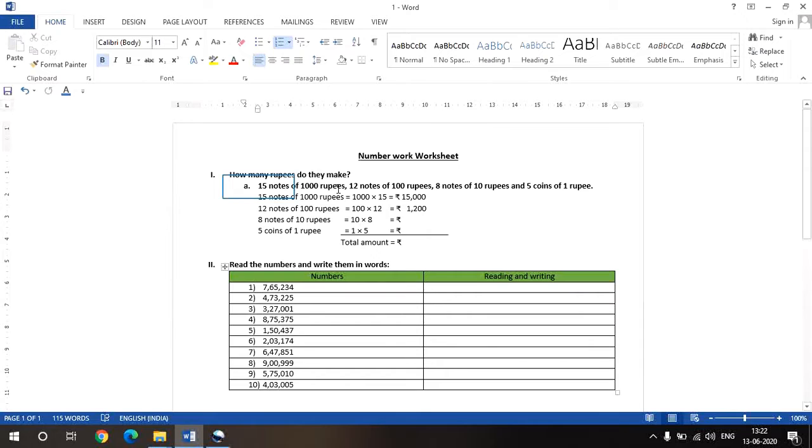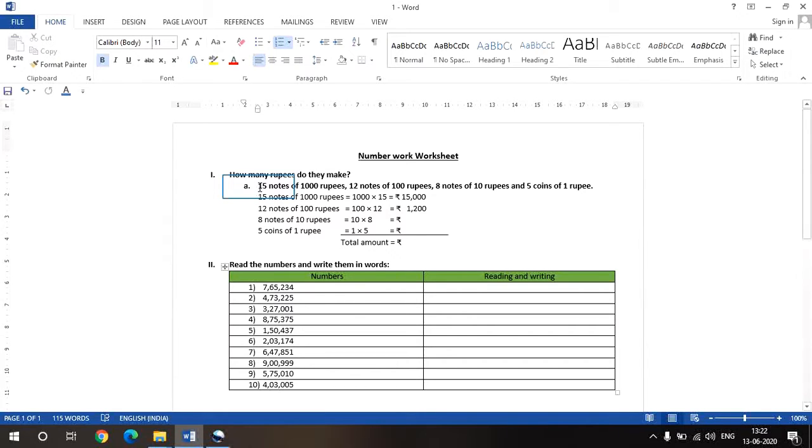15 notes of 1000 rupees, 12 notes of 100 rupees, 8 notes of 10 rupees and 5 coins of 1 rupee. So what is the total amount I get when I add all these rupees together? You know the method of solving this answer. We had done it last time also. Let us look at it now.